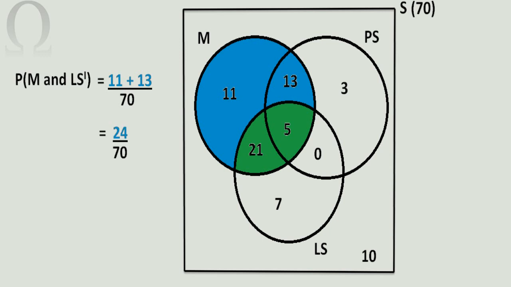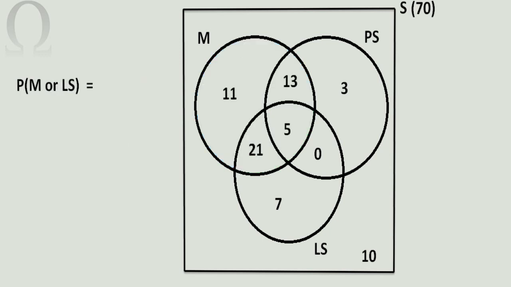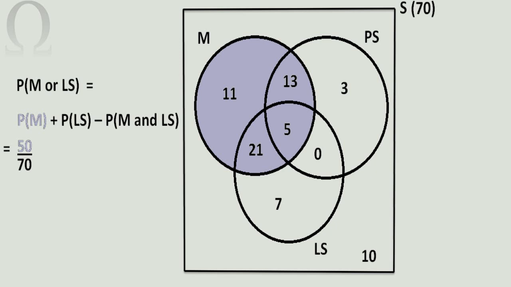Thus, the probability that a learner takes maths, but not life science, is 11 plus 13 over 70, which is 24 over 70. The probability that a learner takes maths or life science is the probability that the learner takes maths, plus the probability that the learner takes life science, minus the probability that the learner takes both maths and life science. Thus, the probability that the learner takes maths or life science equals 50 over 70, plus 33 over 70, minus 26 over 70, which equals 57 over 70.